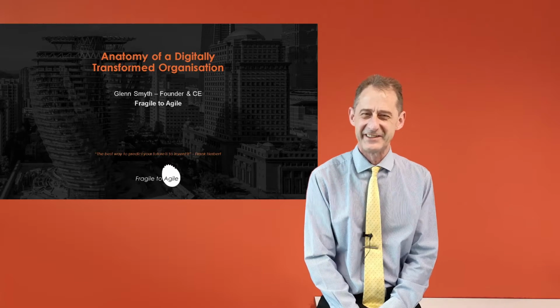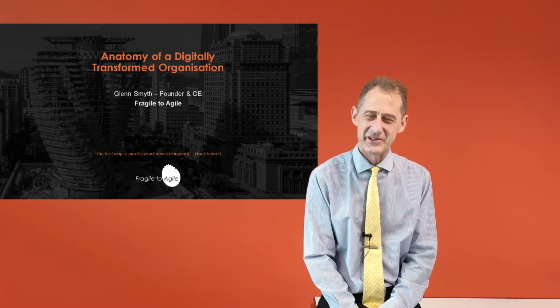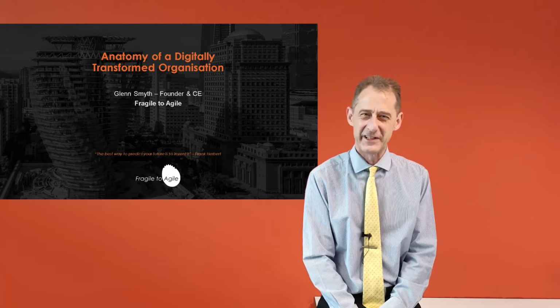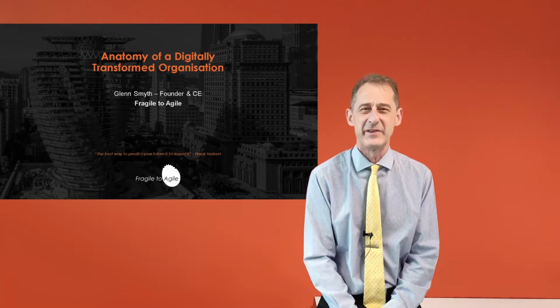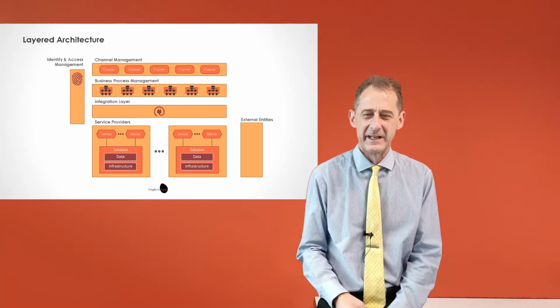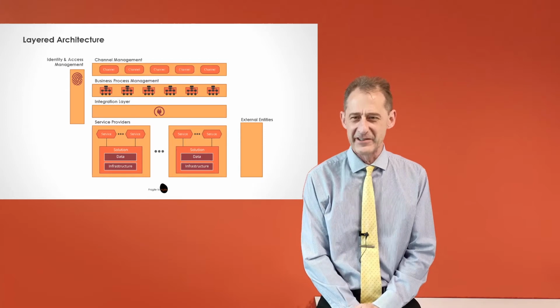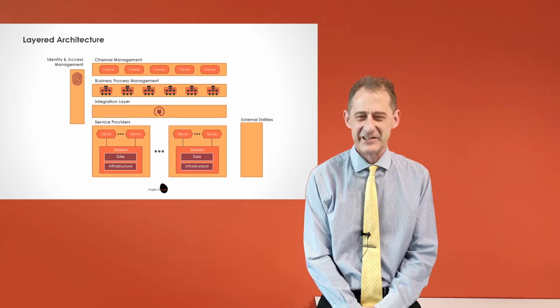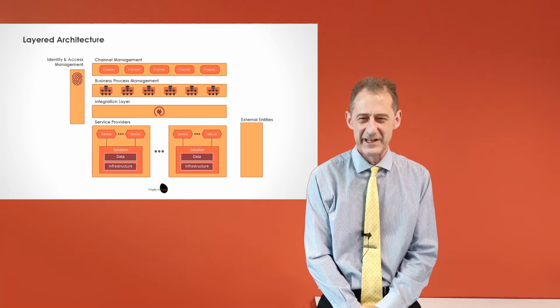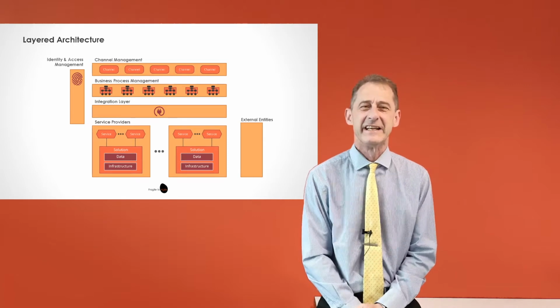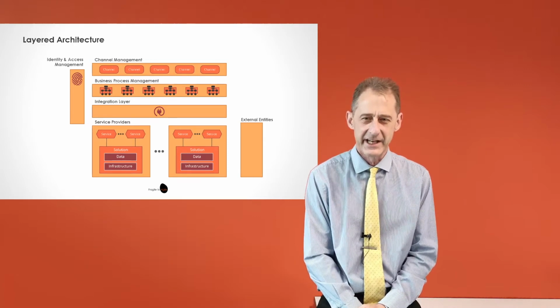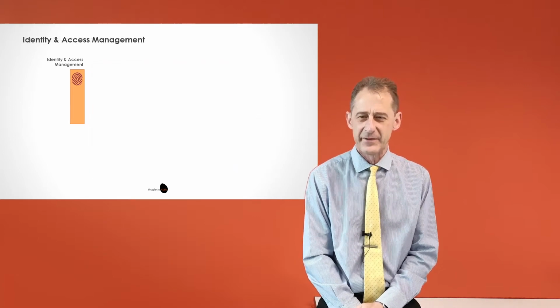Management. As I said, for each of these detailed videos, if you haven't done so already, please have a look at the overview video, part 1 first, to give you the context of all of this. So what we're talking about here is a horizontally layered architecture, which is critical to a digitally transformed organization as opposed to a vertically layered architecture. And in this particular case, we're focusing in on the identity and access management layer of the solution.